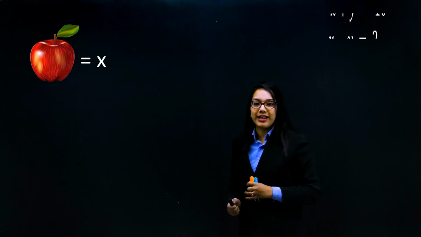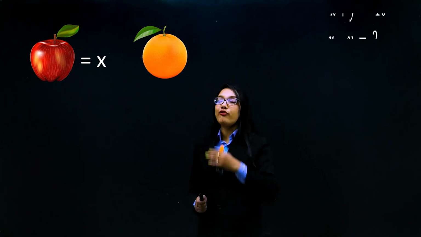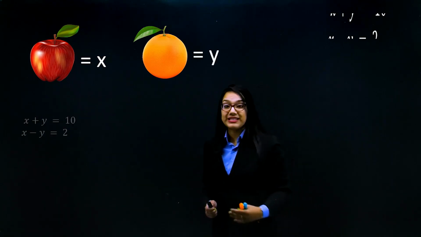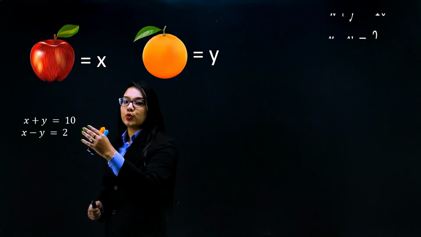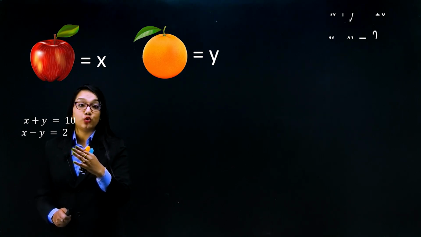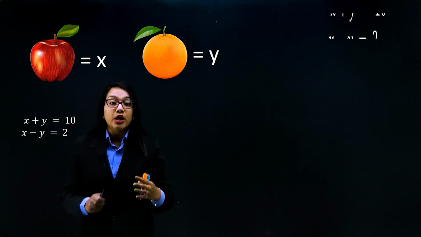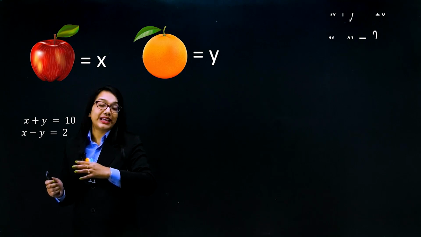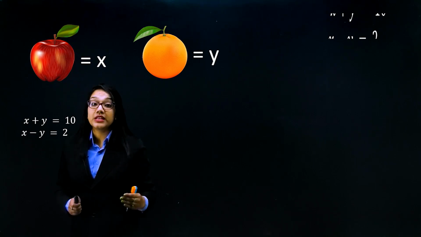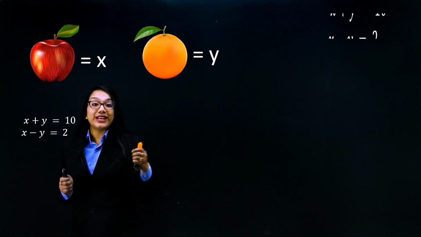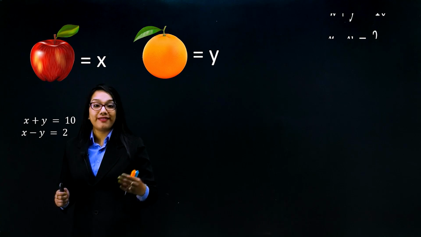Let us take the number of apples as x, and the number of oranges as y. So the number of apples plus oranges, that is x plus y, is equal to 10, and x minus y is equal to 2, because we have taken the number of apples as x and the number of oranges as y. So x plus y is equal to 10, and further x minus y is equal to 2, which means the number of oranges is 2 less than the number of apples, or the number of apples is 2 more than the number of oranges.